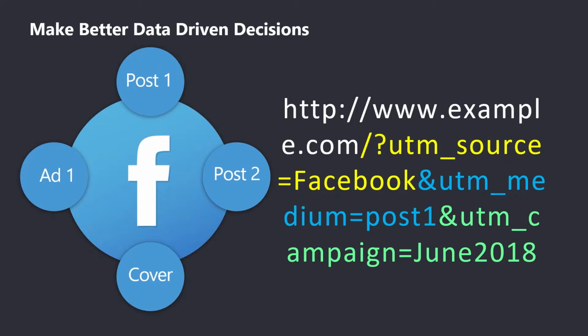So now when we look at the same example that we did previously with Facebook, we can now see exactly how much traffic actually came from a specific post. So in this example, I've got the UTM source as Facebook. So that's where the visitor is from. And then I've got UTM medium, which is post 1, which gives me additional information on where that traffic is coming from, followed by UTM campaign, which is then June 2018, right?